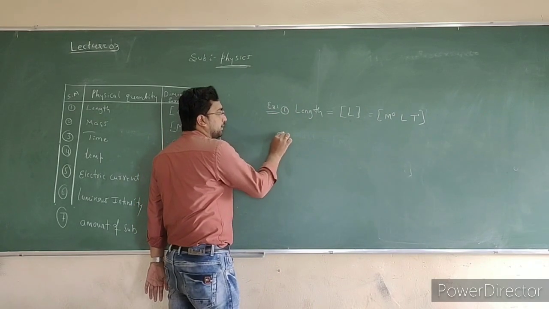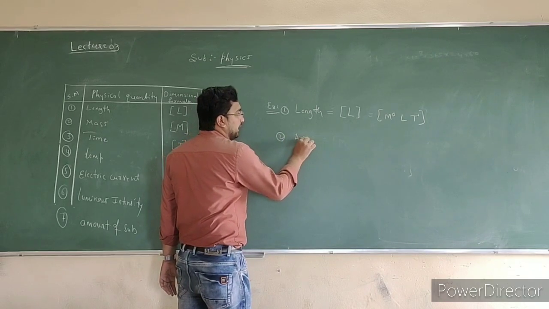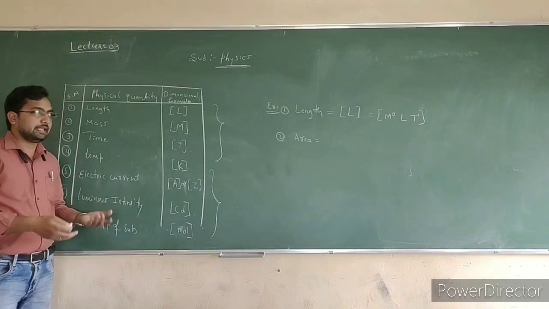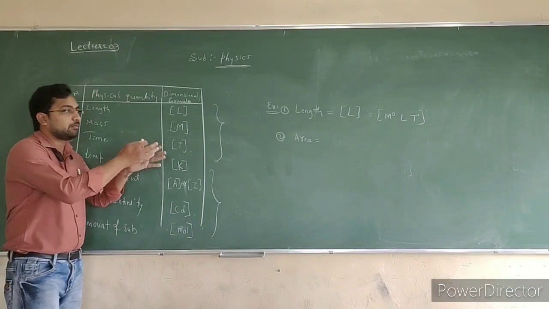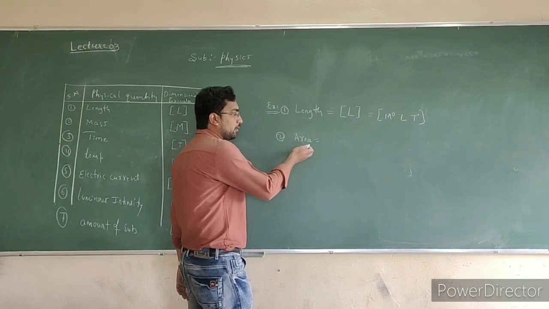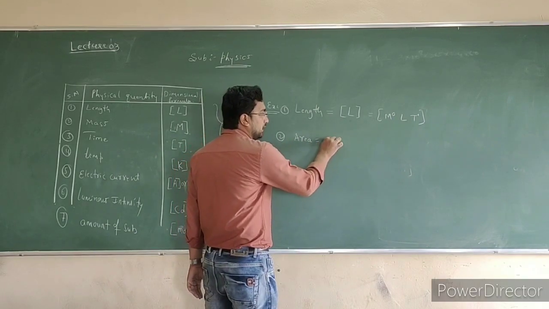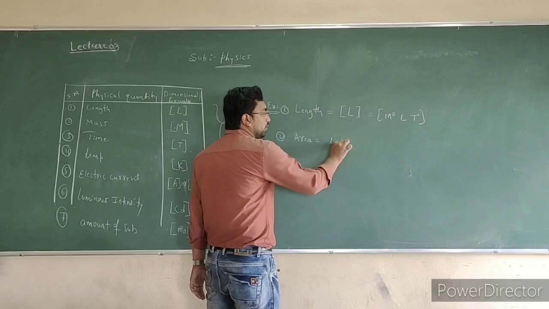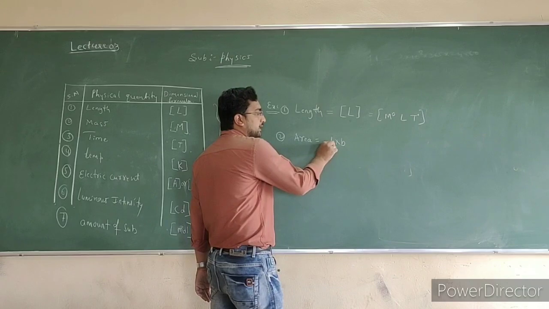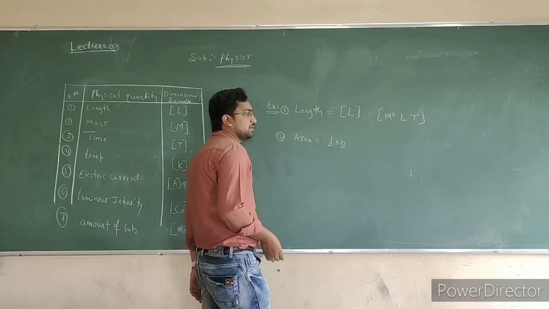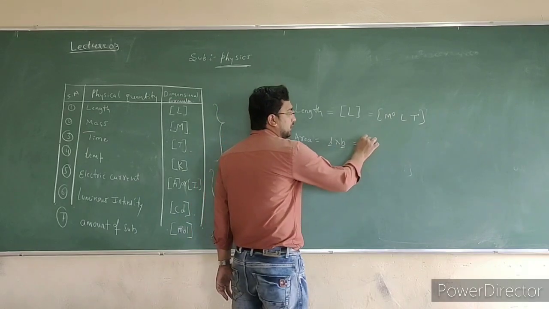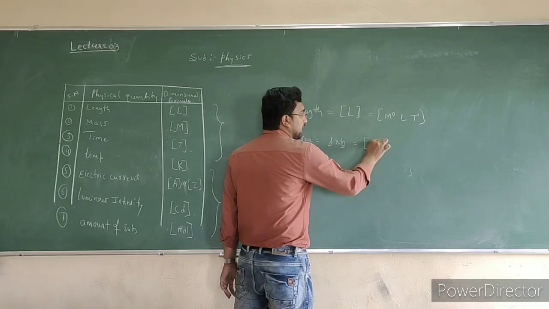And the second example is, so here we want to write the dimensional formula of area, right? If you know the formula of area, we can easily write the dimension formula for that physical quantity. What is the formula to calculate the area? Already we know that area is equal to length into breadth. Length is L and breadth is also L, so the dimension formula for area is L square.